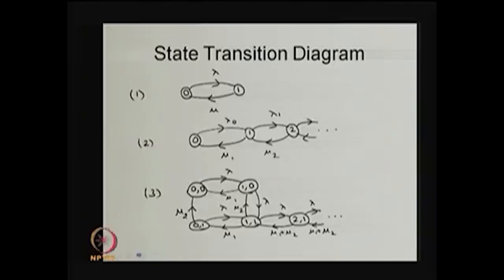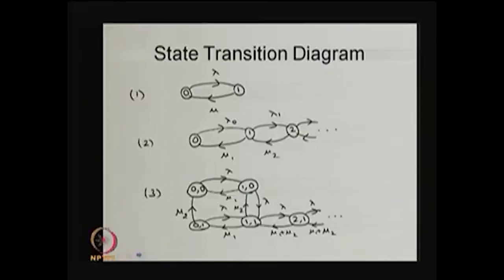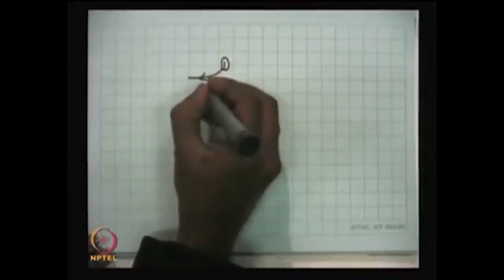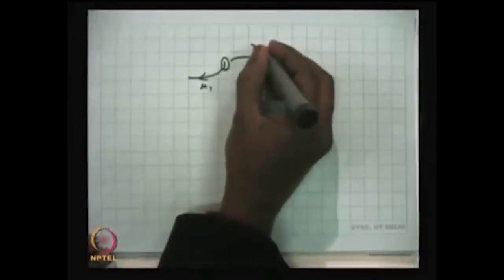In the second example, we have a countably infinite state space, and the time the system spends in the state 0 before moving into the state 1 is exponentially distributed with the parameter lambda naught. Whereas, in the state 1, the system can spend an exponential amount of time before moving into the state 2, that is exponentially distributed with the parameter lambda 1. Similarly, the time the system spends in the state 1 before moving into the state 0 is exponentially distributed with the parameter mu 1. So, this is mu 1 and this is lambda 1.